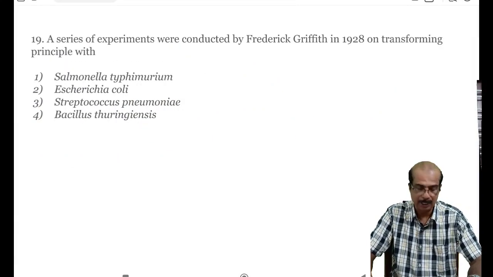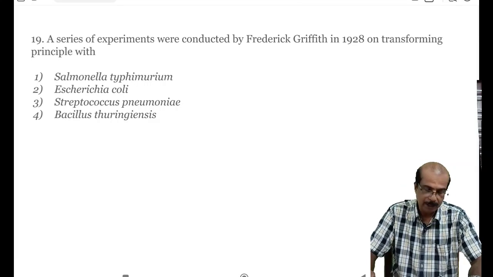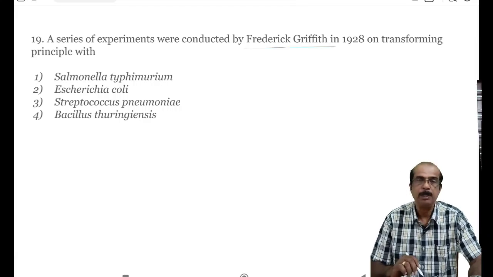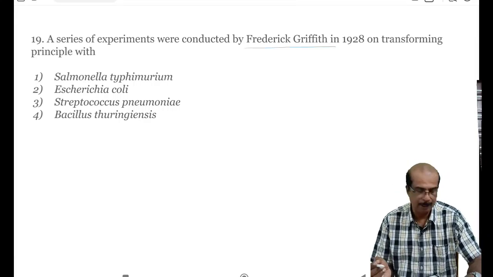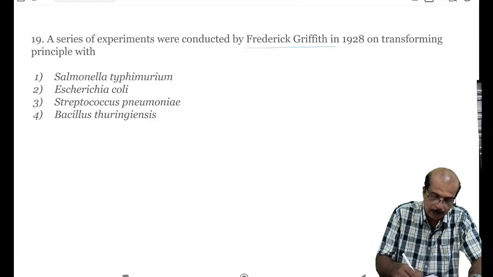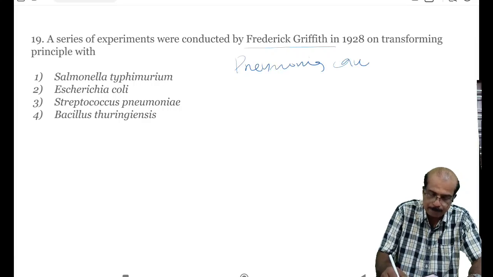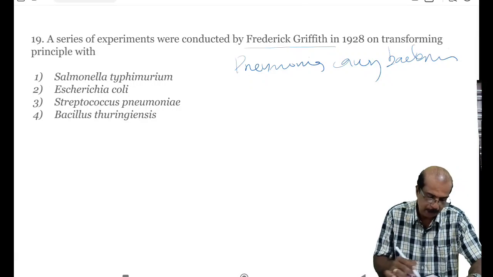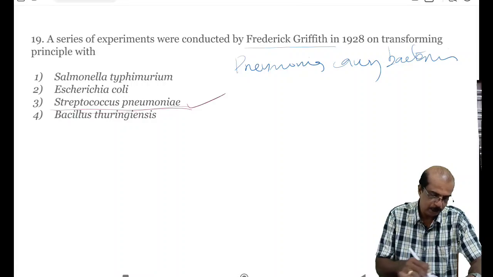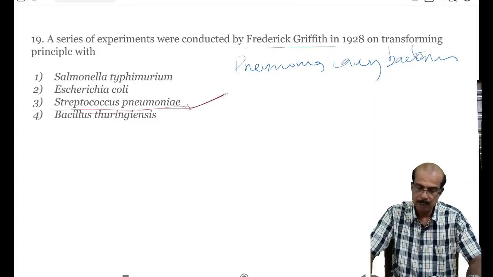A series of experiments were conducted by Frederick Griffith in 1928 on the transforming principle. We know that, in the search of genetic material, the first remarkable experiment was done by Frederick Griffith. He discovered the transforming principle, but he was not able to identify its chemical nature, even though it is a remarkable experiment. He conducted this experiment in the pneumonia causing bacterium. The scientific name of the pneumonia causing bacterium is Streptococcus pneumoniae. Direct question, you have to select the third choice as our answer.